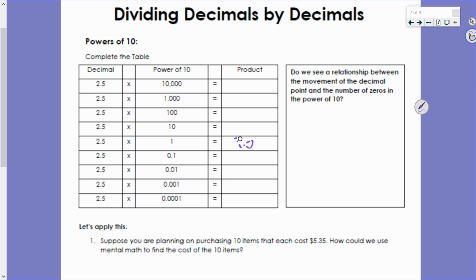So basically today, we are reviewing our powers of 10. This should be review for you, because we are introducing, or maybe some of you have done it before, dividing decimals by decimals. Key terms with dividing decimals, I want to go over really quickly.